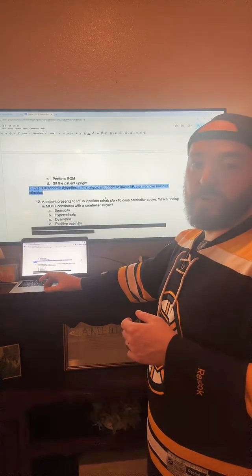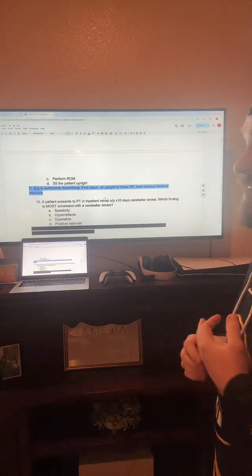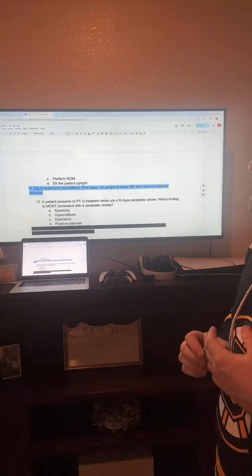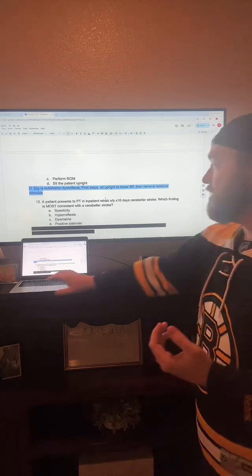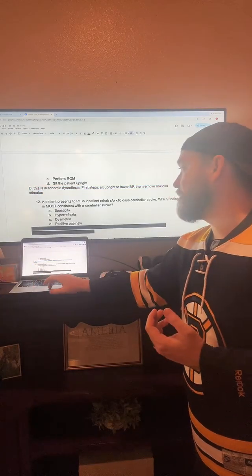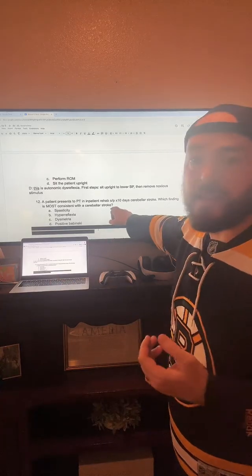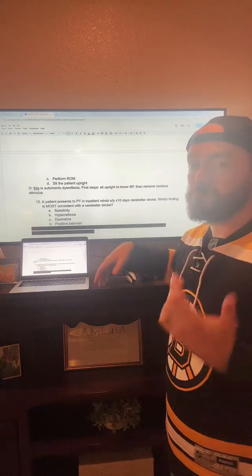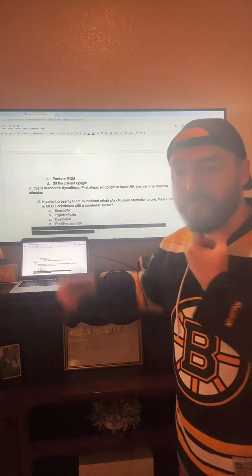All right, number 12. A patient presents to PT in inpatient rehab status post 10 days of cerebellar stroke. Which finding is most consistent with a cerebellar stroke? A, spasticity, B, hyperreflexia, C, dysmetria, or D, positive Babinski? And this is 10 days after their stroke. Sorry, that was not super clear. So they had a cerebellar stroke 10 days ago.